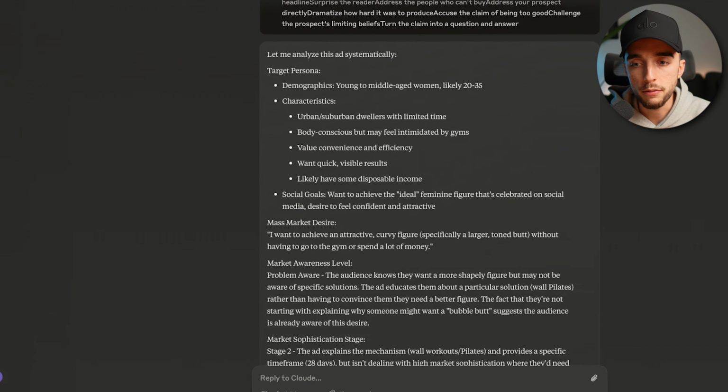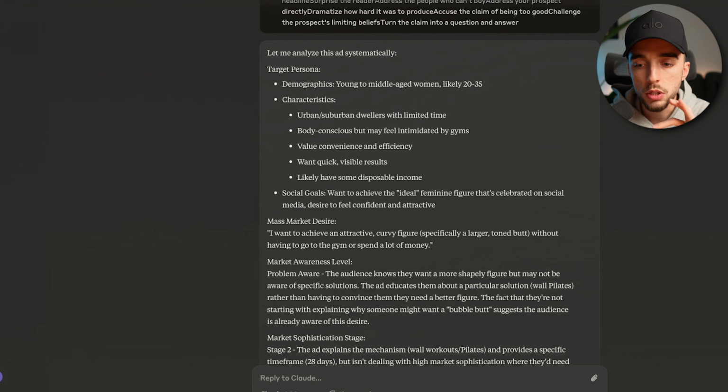Target persona. Demographics: young to middle-aged woman, likely 20 to 35. Characteristics: urban, suburban dwellers with limited time. Body conscious, but may feel intimidated by gyms. Value convenience and efficiency. Want quick, visible results. Likely have some disposable income. Social goals: want to achieve the ideal feminine figure that's celebrated on social media. Desires to feel confident and attractive. Mass market desire: I want to achieve an attractive, curvy figure, specifically a larger toned butt, without having to go to the gym or spend a lot of money.